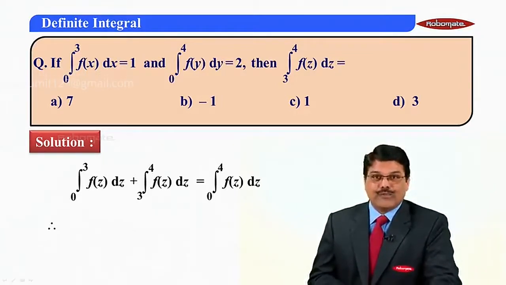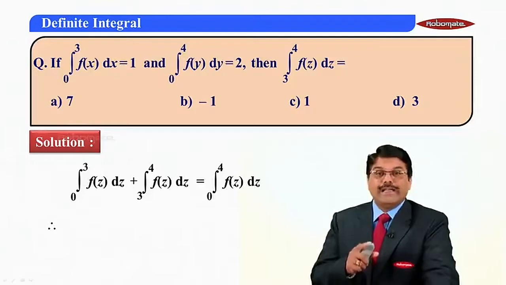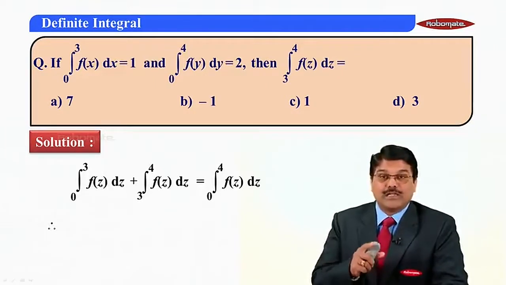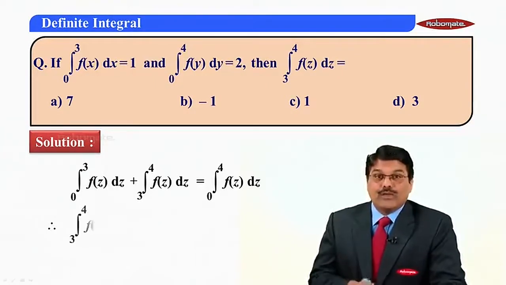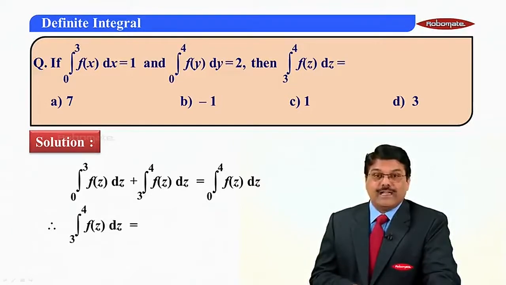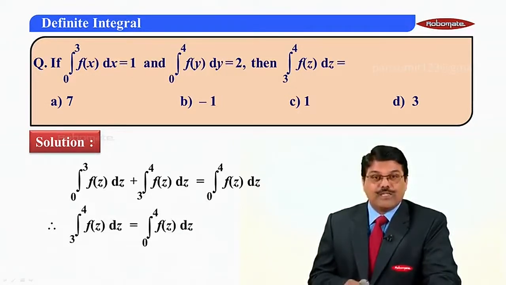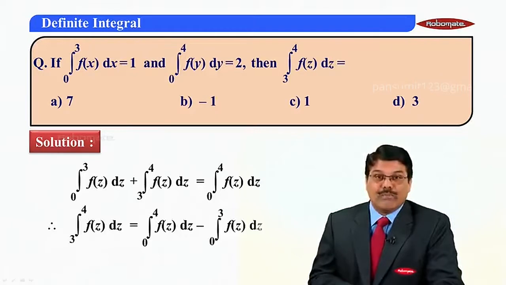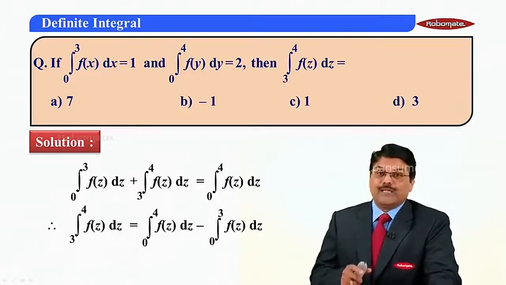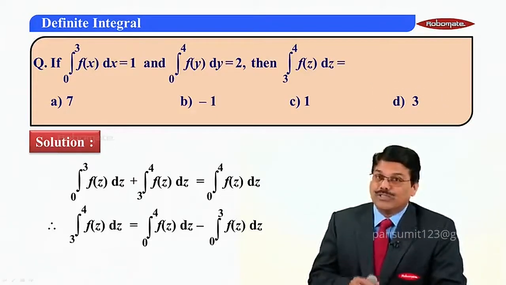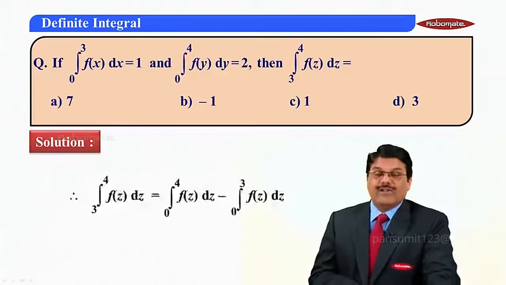Right? So therefore, if I want to find the integration of f of z with respect to z from 3 to 4, I can write it as the integration of f of z with respect to z from 0 to 4 minus the integration of f of z with respect to z from 0 to 3. Right? Now, look at that.